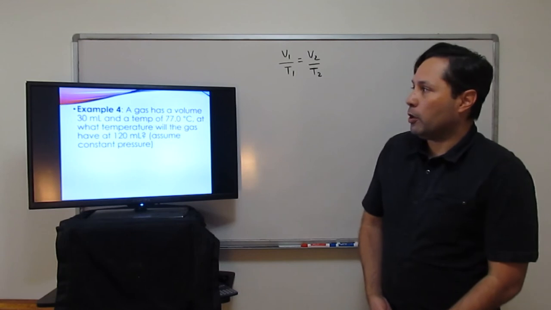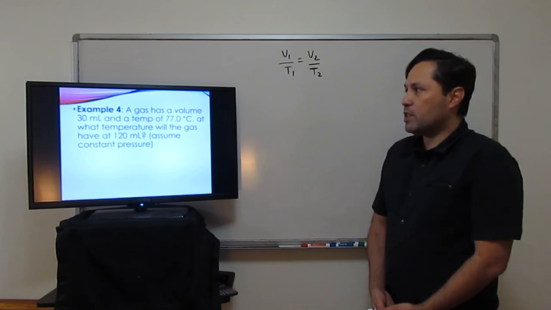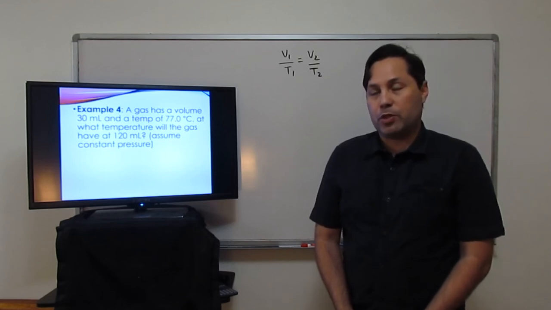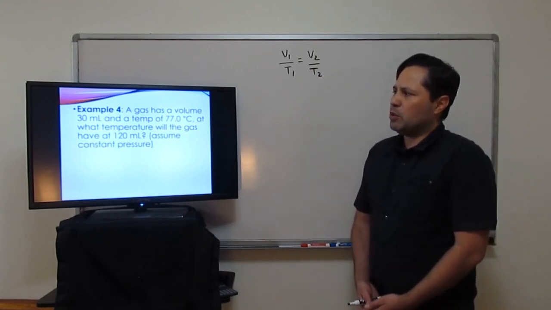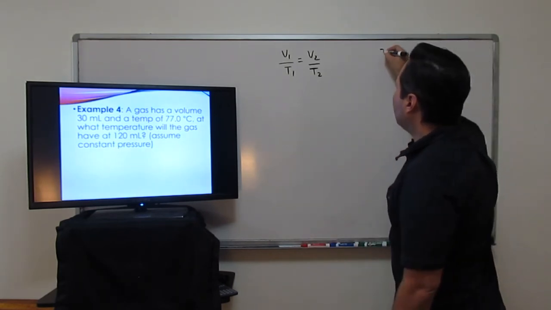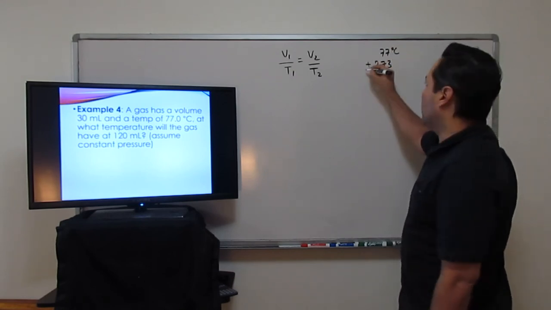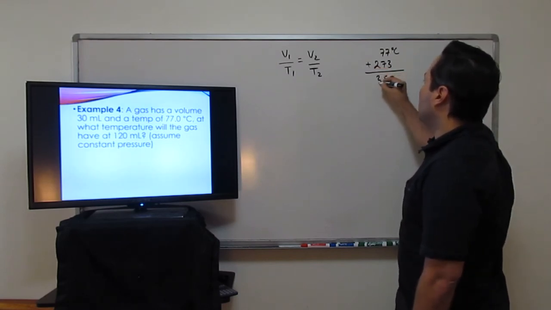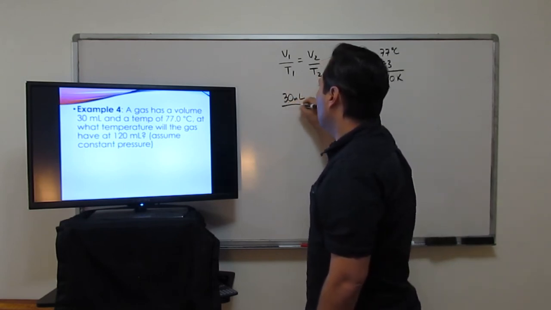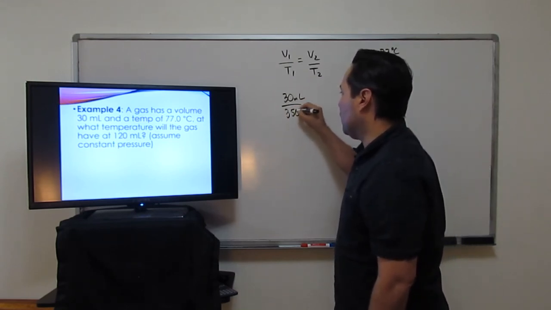In example number 4, we're asked: the gas has a volume of 30 milliliters at a temperature of 77 degrees Celsius. At what temperature will the gas have a volume of 120 milliliters? So now we're looking for the temperature. Let's substitute the values in, but don't forget that the temperature needs to be in Kelvin. We're given 77 degrees Celsius, but I need that in Kelvin, so I add 273, which gives me 350 Kelvin. So the initial volume V1 was 30 milliliters at a temperature of 350 Kelvin.